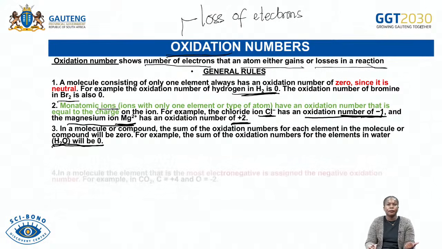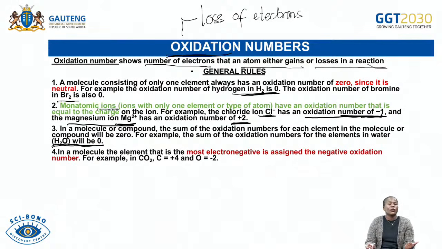Okay, and then rule number 4: in a molecule, the element that is most electronegative is assigned the negative oxidation number. For example, in carbon dioxide, carbon will be +4, whereas oxygen is going to be -2. So that means oxygen is the most electronegative one.